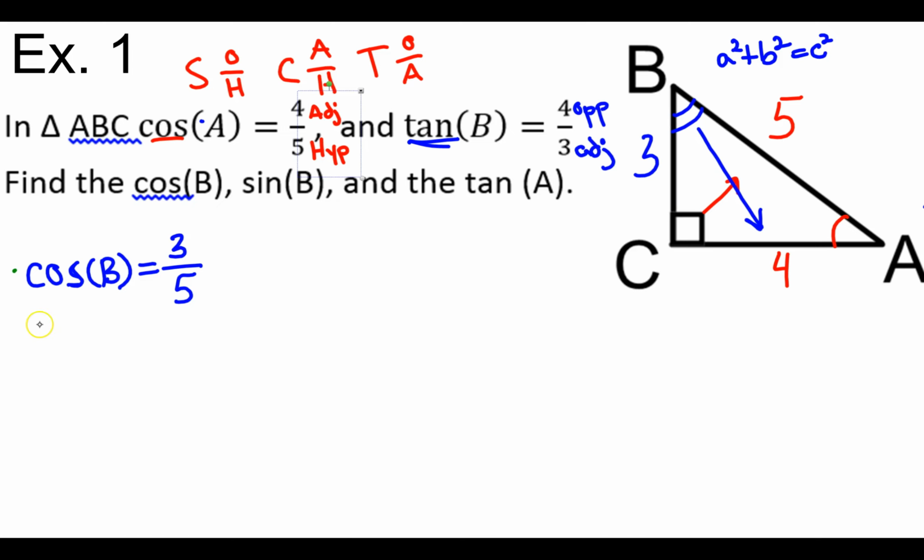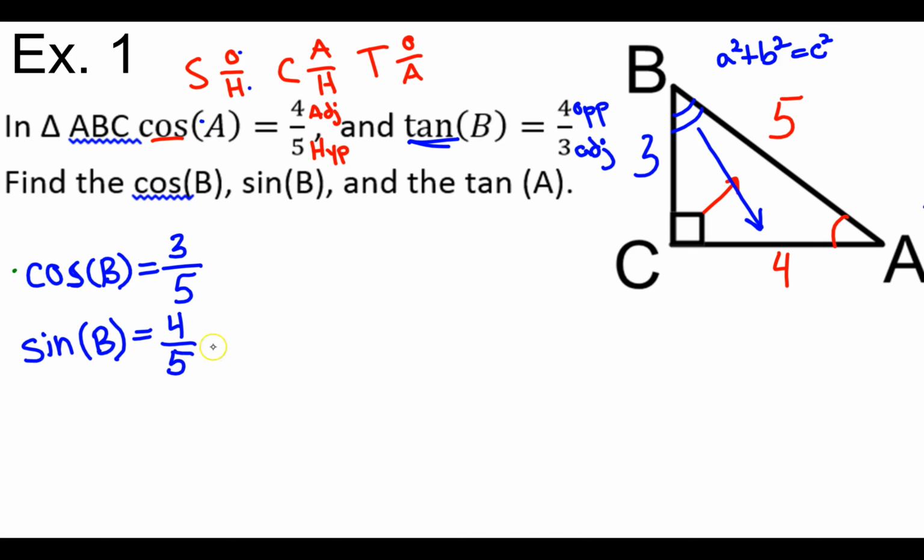So the next one, sine of b. We're sticking with angle b, so I'm going to stick with blue here. We want to find sine though, so come up to your SOHCAHTOA. Sine is opposite over hypotenuse. So I'm going to come over here, look at angle b. Opposite of angle b is 4, hypotenuse is 5. So the sine of b is 4/5.